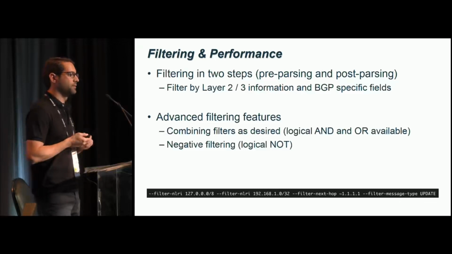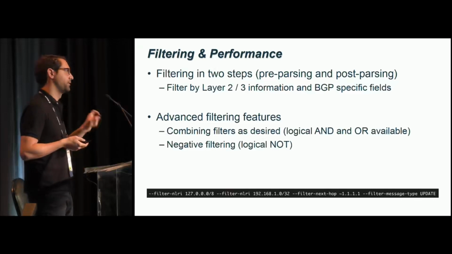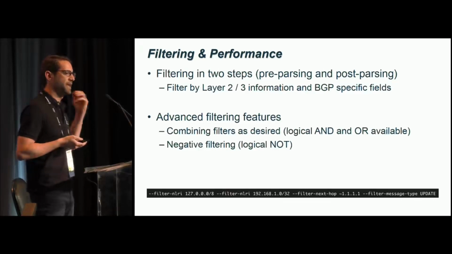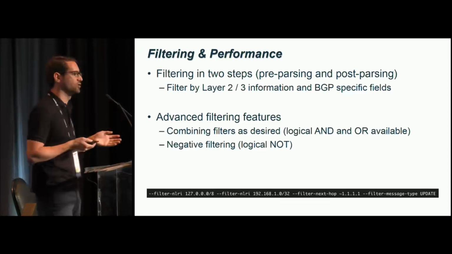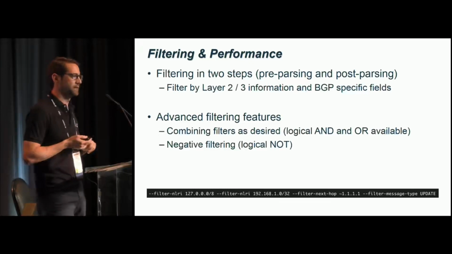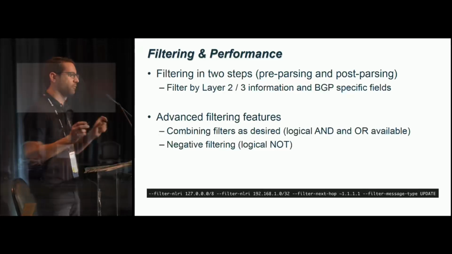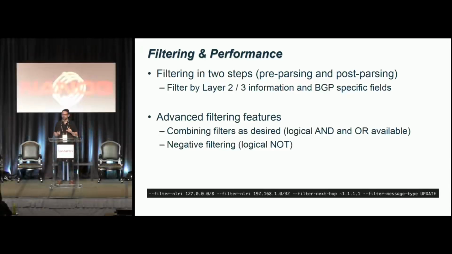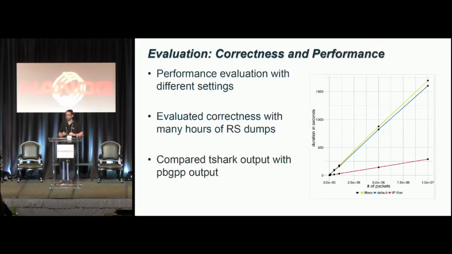There are some advanced filtering features, so you can really basically filter on each field of BGP, whether it's next hop, IP address, or some communities, or you just want to see update messages or whatsoever. And you can combine each of those fields in any desired manner. You can combine them with a logical AND, with a logical OR. There's a logical NOT, like a negative filtering: don't look for this IP address, for instance. So it's really quite flexible, and the names of the fields are really, really easy.